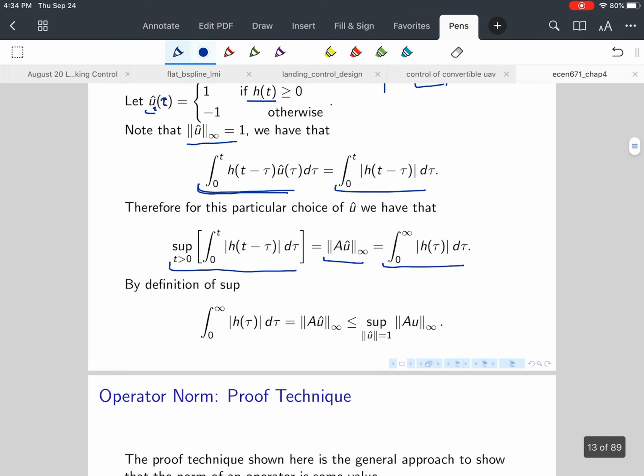And so by definition of the supremum, these two are equal, and that's less than or equal to the supremum over all u with norm equal to 1. There wouldn't be a norm u hat here. Because when I have a particular u hat, the infinity norm is equal to this guy. And when I take the supremum over all u's, then, well, it just has to grow because I'm maximizing. So we have to have a less than or equal to.